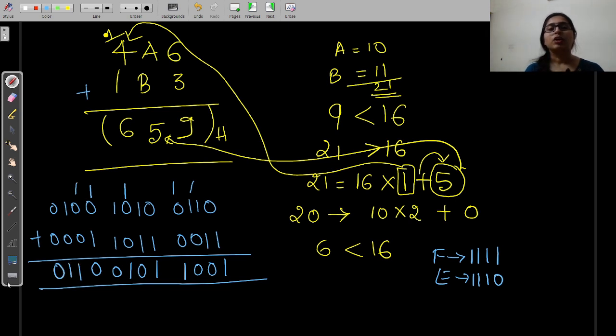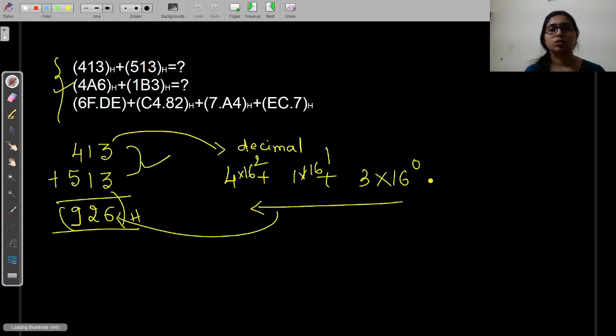So now again you have to group 4 bits and write the equivalent hexadecimal digit. 0110 is 6. 0101 is 5. 1001 is 9. 659. Is it same? It is same. So I can use the binary system to verify if the answer is right or not. Or else you can convert it to decimal and check it. Okay. Next. So this one is done.